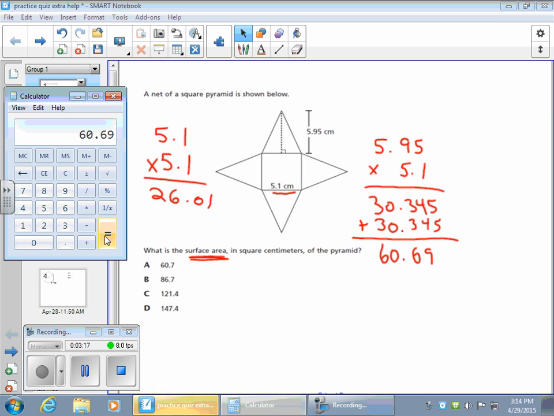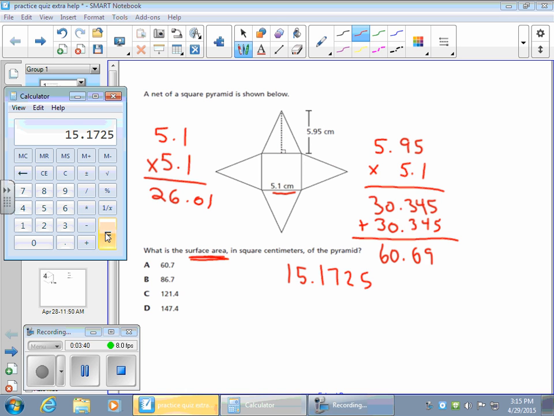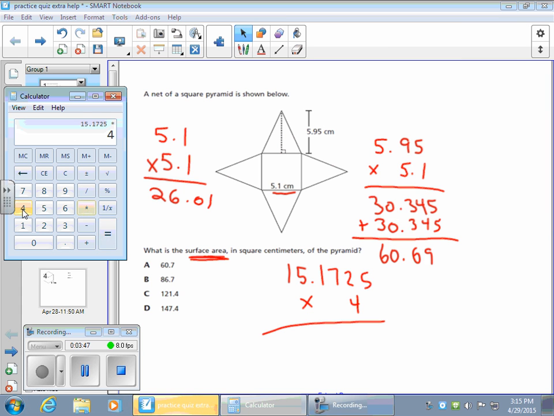Now some of you are thinking, why didn't he divide? All right, let me do it that way. 30.345, whoops, see, easy to make a mistake. 30.345 divided by 2 equals 15.1725. So that's the area of one triangle, but I have 4 of them. So times 4 equals the same thing I already got.